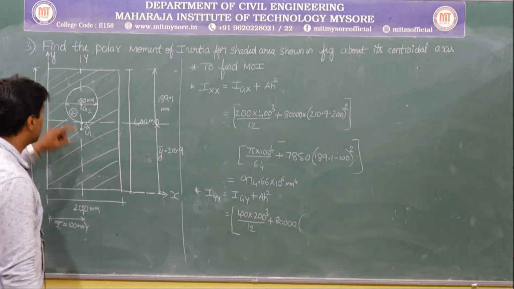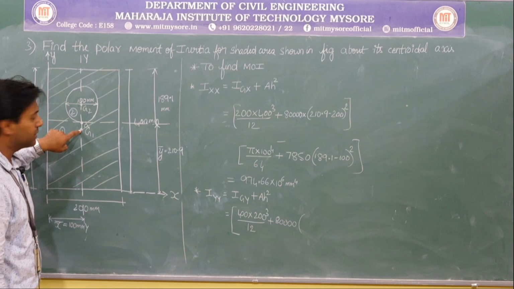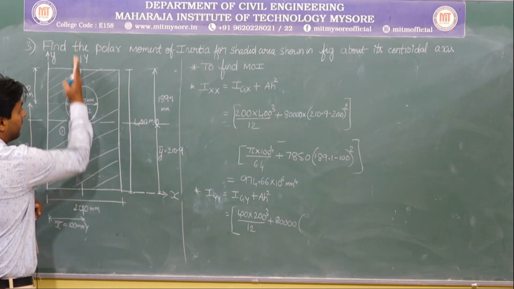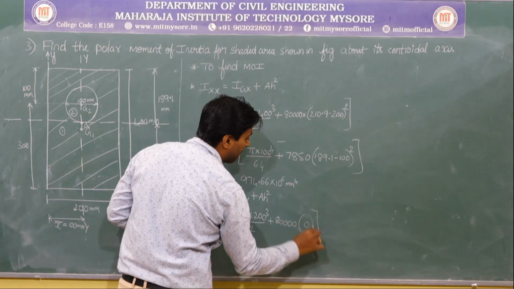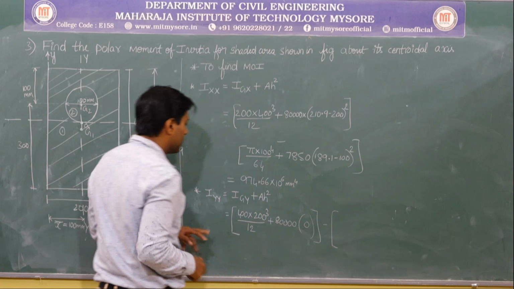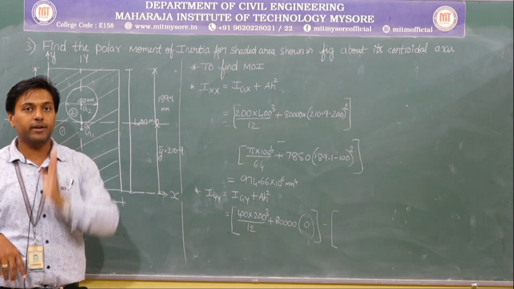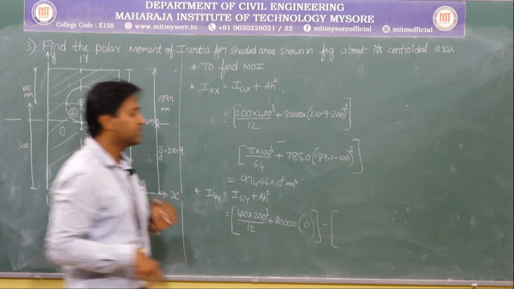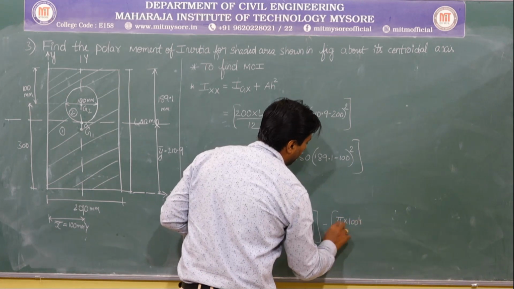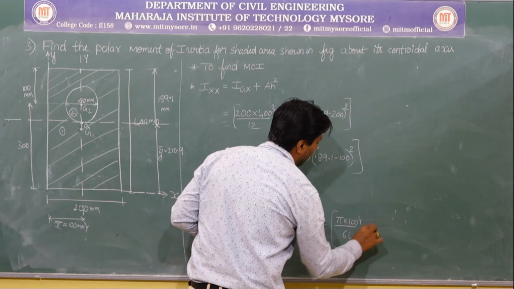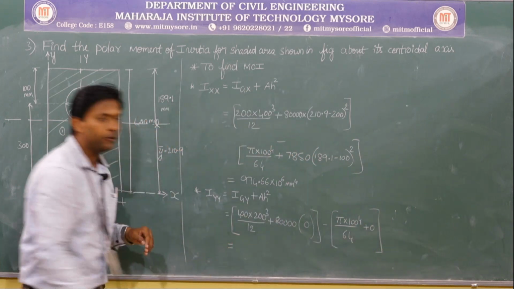It is the distance between the centroid of the concerned diagram and the reference axis. About which axis do you have the symmetry? About the y axis only. About the y axis, as you have symmetry, it is 0. Minus, you have one more. For a circle, whether it is about the x axis or the y axis, it is pi d4 by 64. It is pi into d4, that is 100 to the power of 4, by 64, plus 0. Why? A into h square, h is 0 because of symmetry. So solve it and get me the value.